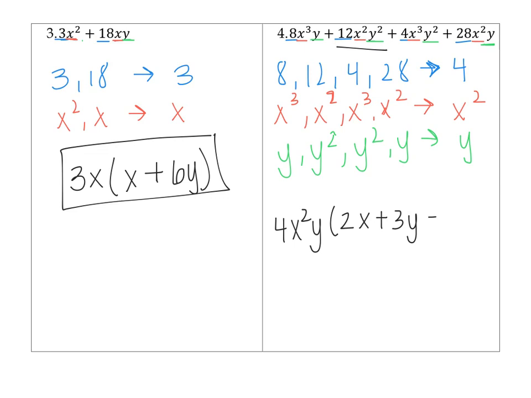Same thing for the next term. We've got 4 divided by 4, that's 1, which is just going to be implied. I don't need to have that written down. X cubed divided by x squared is going to leave me with an x, and then y squared divided by y leaves me with a y. Our last term, 28 divided by 4, is 7. X squared divided by x squared, those cancel. Y divided by y, those cancel. So this is my final factored answer.